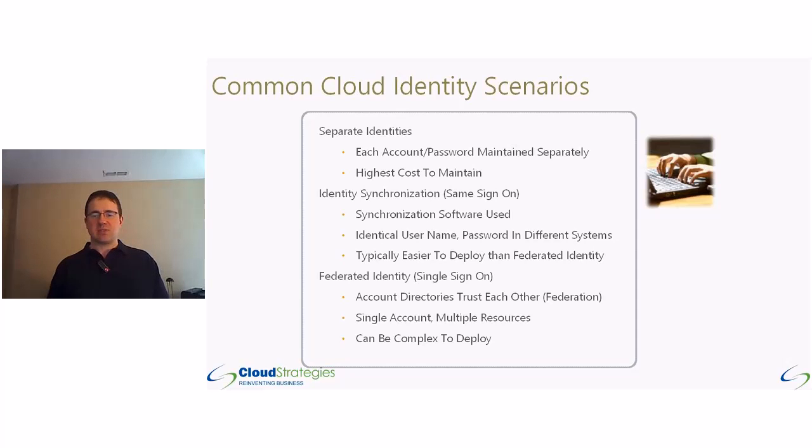So federated identity gets a lot closer to the analogy I used of the driver's license earlier on, because that means that there's an issuing body that's actually being trusted. So what that means is that with a single account, you can actually access multiple resources, because that account is actually recognized by that other directory that you're accessing. So federated identity is a great solution. It is the most complex to deploy, though it's certainly getting easier, but of the three scenarios, it's the most complex.